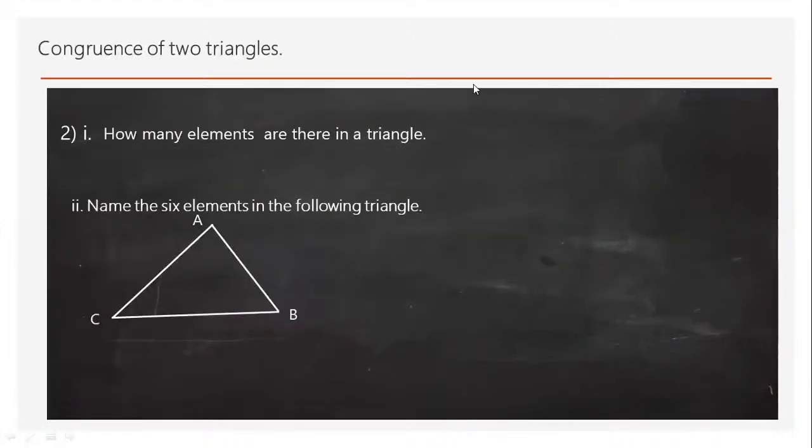Congruence of two triangles. How many elements are there in a triangle? Now let's imagine there are altogether 6 elements.